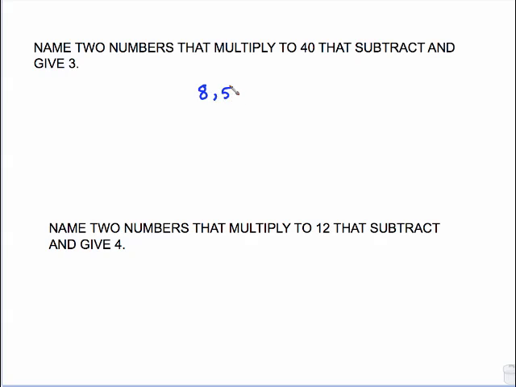I'm not worried about 3 or negative 3. We're going to fix the sign situation in a second. Name two numbers that multiply to give you 12, that when you subtract them, you get 4. Well, hopefully you think 6 and 2, because 6 times 2 is 12, and 6 minus 2 is 4.